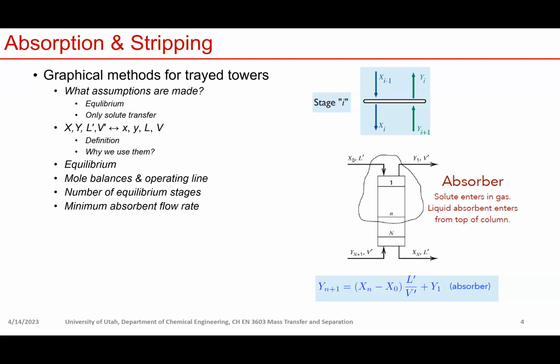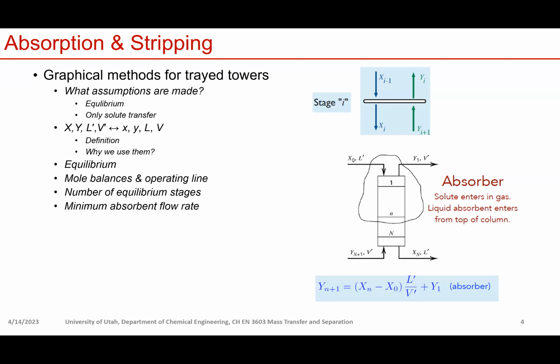Okay. Then for the equilibrium, if we assume equilibrium, then basically the gas phase leaving the tray and the liquid phase leaving the tray are in equilibrium. That means their compositions are constrained by the K value. That gives you the equilibrium line on your graph. Then we introduced operating lines for the absorption tower, and you need to know how the operating line is derived. Basically, we derive it based on a mole balance in the tower. Just look at this schematic.